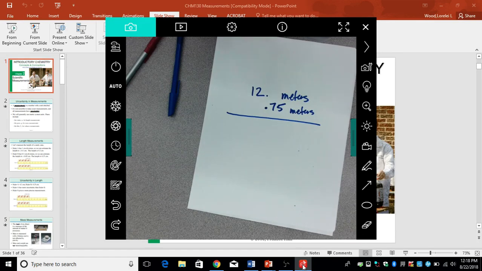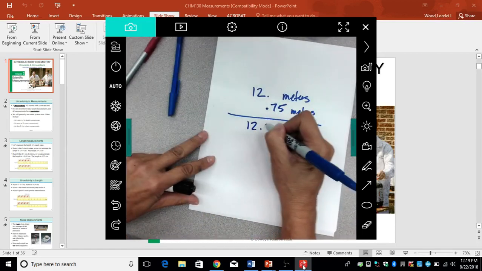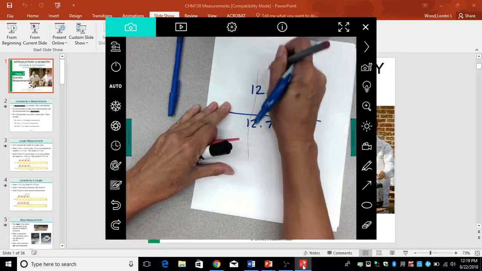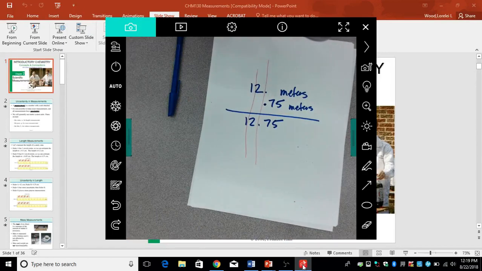All right, so what I'm going to do is add up the numbers just like I normally would. Use your calculator, you can use your head. So if I add the numbers like I normally would, it would be 12.75, right? But because the 12 is my least precise number, when I round the answer to report it, what do I have to round it to? 13. Because my answer can never be more precise than any of the original measurements, all right?